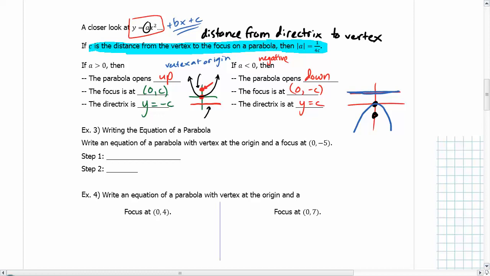Let's write an equation of the parabola with a vertex at the origin and a focus at 0, negative 5. Well, that's not so bad. So vertex is at the origin, focus is at 0, -5. So let's go ahead and think about y equals ax squared.